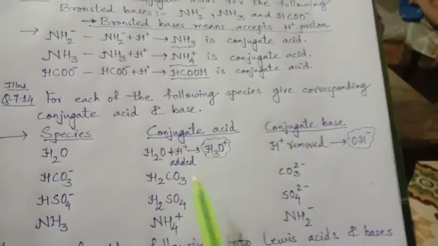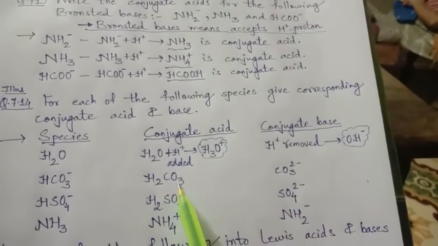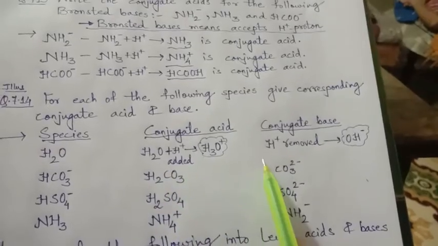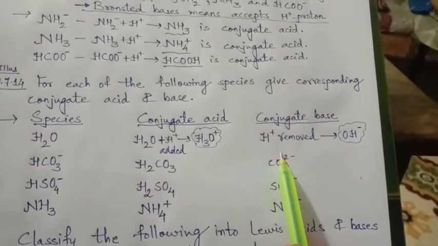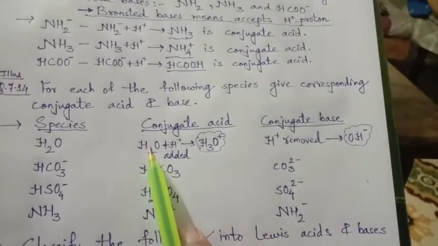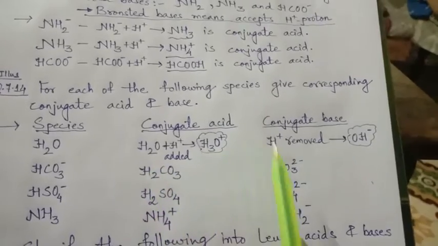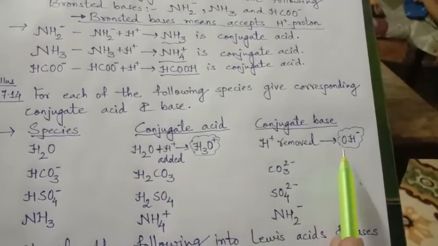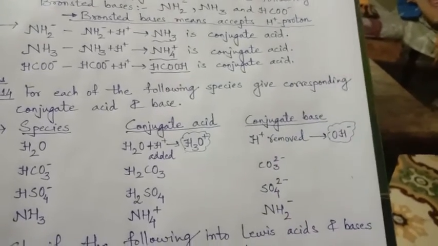And here H plus is added, that means accepted. And here it is donated, removed. So on removal of H plus from H2O, OH minus will be left. That means the remaining species is the conjugate base.